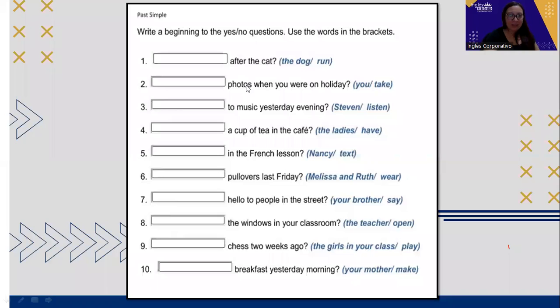All right. So we have 10 sentences in here. What you have to do is create the questions using the information that is in the brackets, okay, in the parentheses. Ustedes van a armar la pregunta completa usando la información que está en paréntesis. Así que levantemos la manita, vamos a asignarle una a cada uno. Tenemos 10 en total acá. Levantemos la mano para irse asignando, por favor.